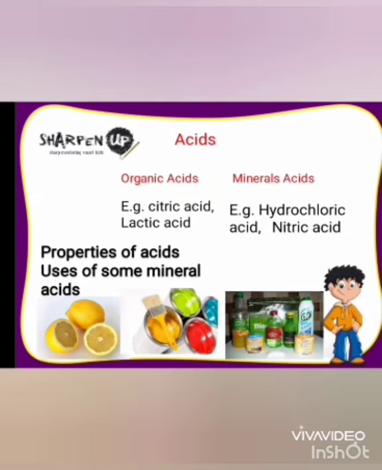Now, next one is nitric acid. It is used to manufacture explosives. It is used by goldsmiths to clean gold and silver ornaments. Now, next one is acetic acid. It is used in food to enhance the flavor of food. It is used as a cleaning agent to clean floors, utensils, etc.